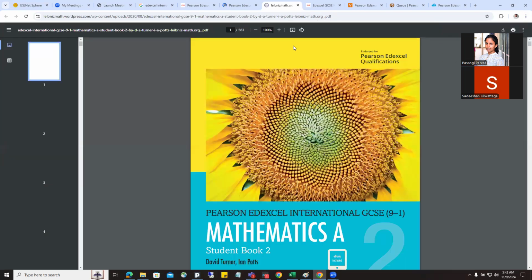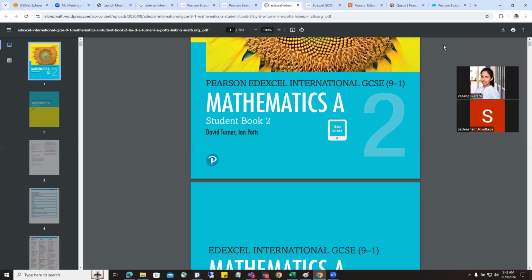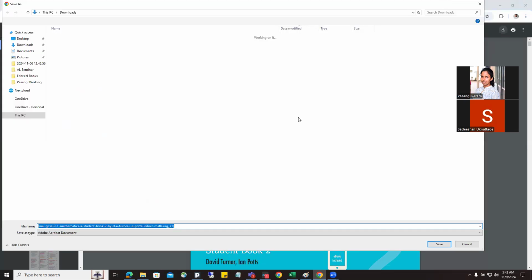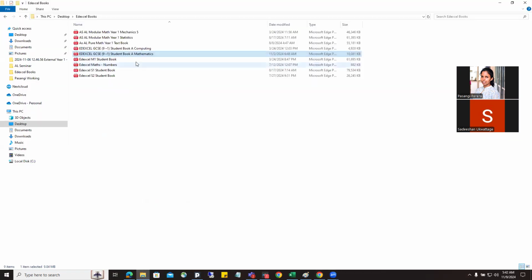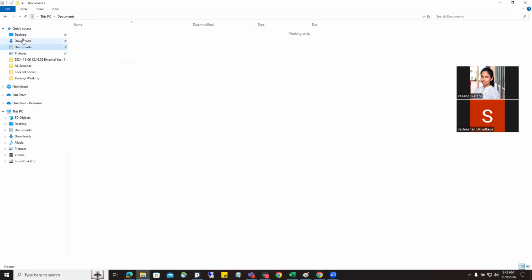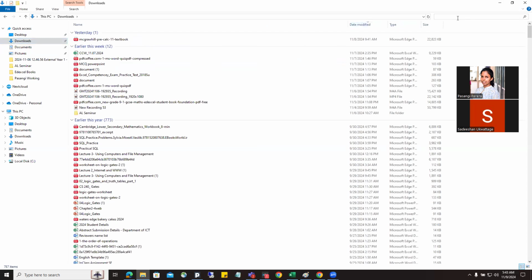One is there. Is this book two? Yes, this one is book two, right? Let me download this one. The book is already there, it seems. Student book two is already there. Download. Book slash two.